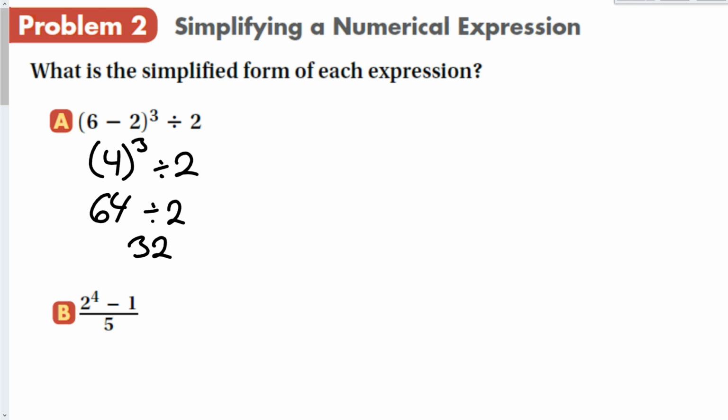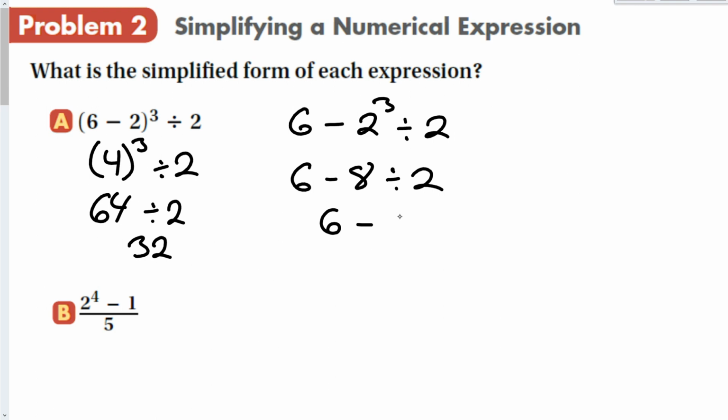If we maybe had removed the parentheses and it looked like this, that's a much different problem, okay? Because now there's no parentheses to do first. The first thing I would do would be an exponent. So that would be 6 minus 8 divided by 2. Then would come addition and subtraction. So this would be 6 minus 4, which would be 2. Okay, so the grouping symbols do make a large difference when we're trying to solve these problems.